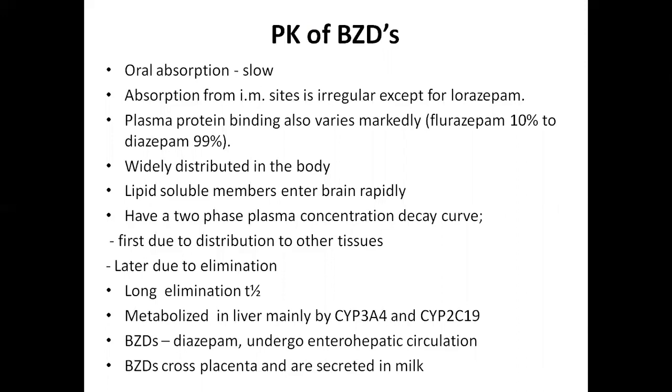They have a two-phase plasma concentration decay curve. First is because of distribution and second is due to elimination. So we have both distribution T-half and elimination T-half seen with this group of drugs, and they have a long elimination T-half. This group of drugs is primarily metabolized in the liver, mainly by CYP3A4 and 2C19. Some benzodiazepines like diazepam undergo enterohepatic circulation, and benzodiazepines also cross the placenta and are secreted in the milk, so we should be careful while administering in pregnant or lactating women.